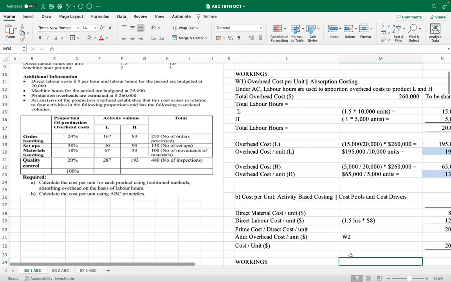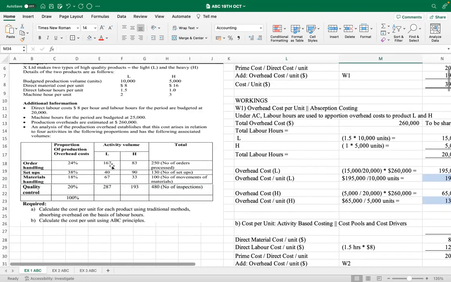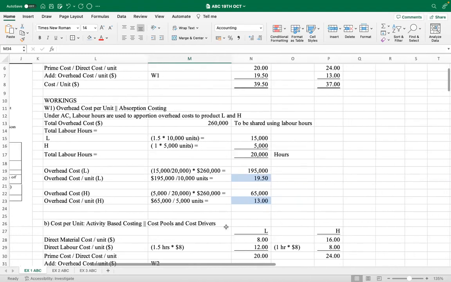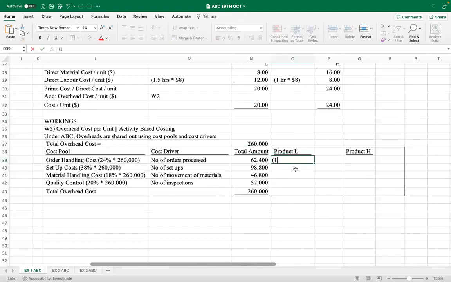Okay, so let's go back. After looking at this, we want to apportion using 167 and 83. So look at what I'm doing here. For product L, we will take 167 divided by 250 times 62,400. You get your answer.